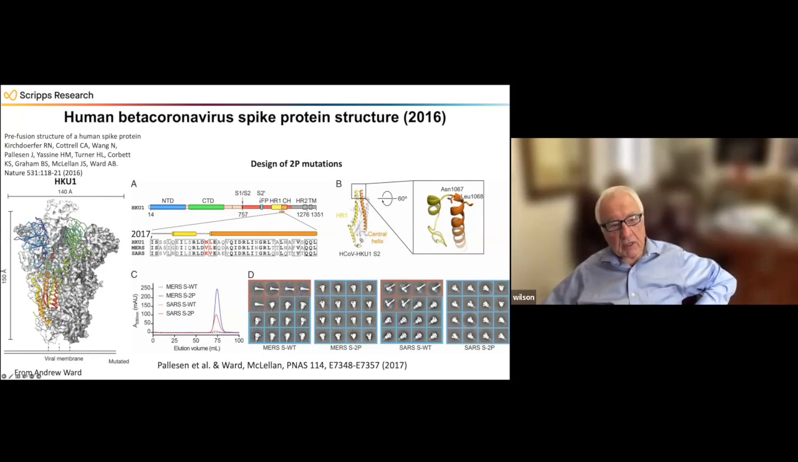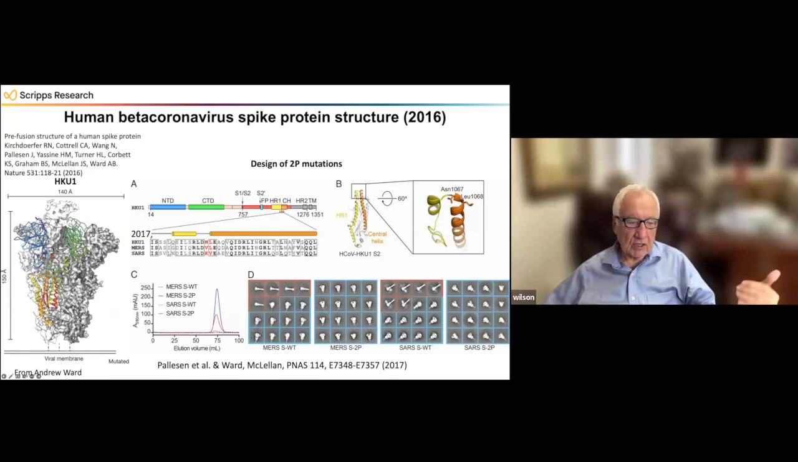So in order to stabilize it, similar to what one did with HIV, one considered proline mutations. Andrew and Jason designed in their labs these 2P mutations at the top of one of the helices, which increased the yield of the protein, but also increased its stability. So when you now looked at negative stain EM, you could see that they were all these nice uniform trimers.